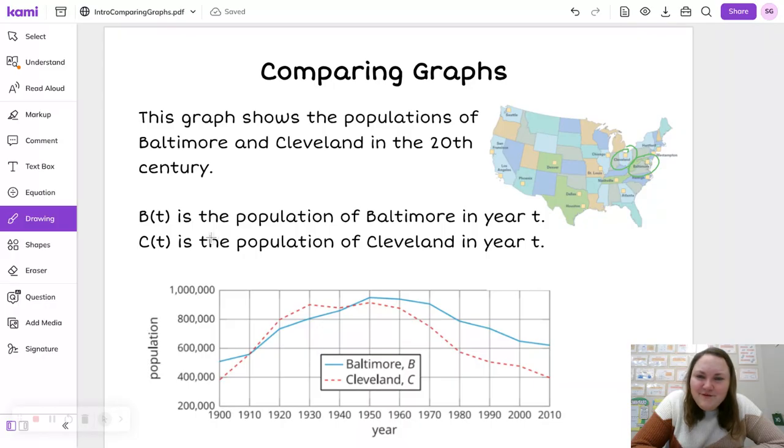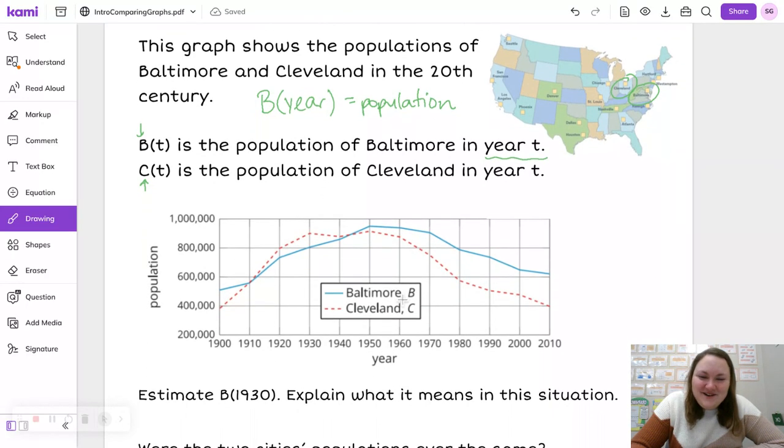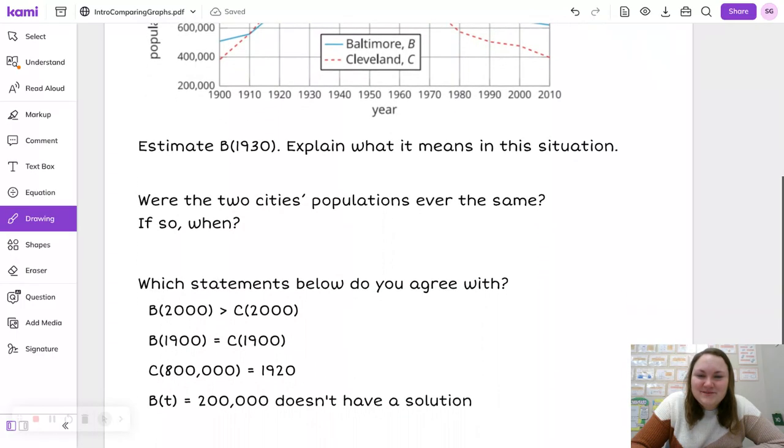A quick reminder about function notation. We know function notation always starts with the function name. So for example, if I write the letter B, that means I'm talking about the function that describes the population of Baltimore. In our parentheses is always the input here, which would be the year. And then if we have an output, it would be over here, and that number would represent the population in that year. So using that information and this graph below, we've got three questions we're going to look at.